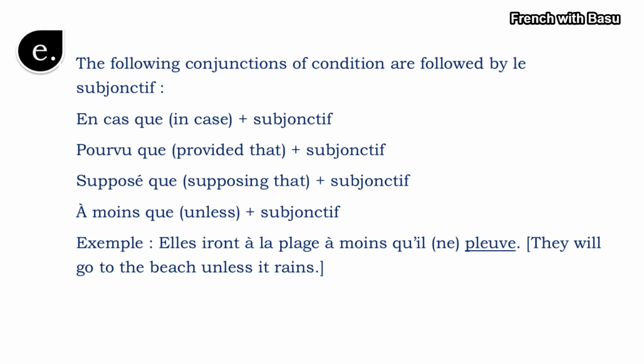E. The following conjunctions of condition are followed by le subjonctif. En cas que, plus subjonctif. Pourvu que, plus subjonctif. Supposé que, plus subjonctif. À moins que, plus subjonctif. Elles iront à la plage à moins qu'il ne pleuve.